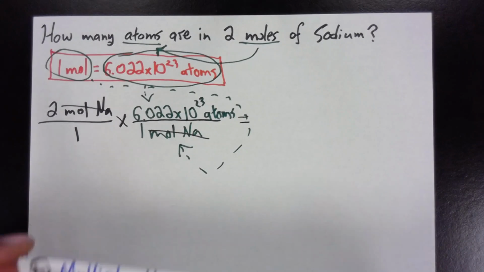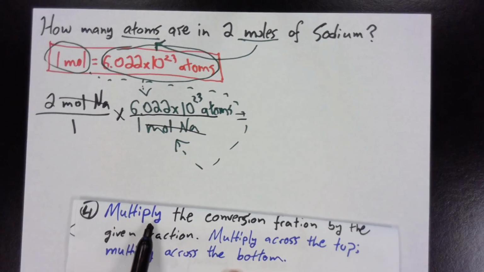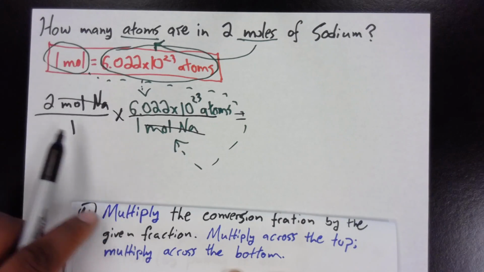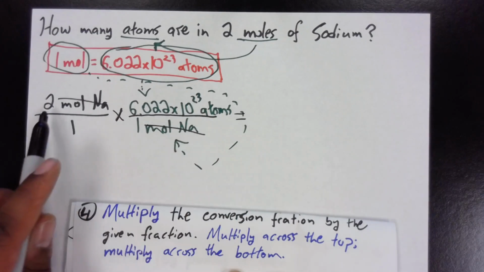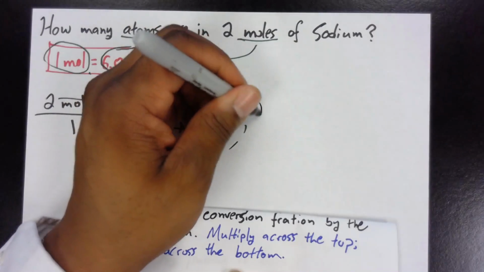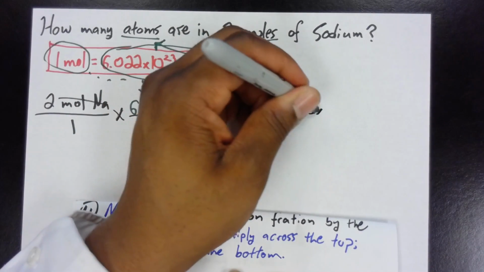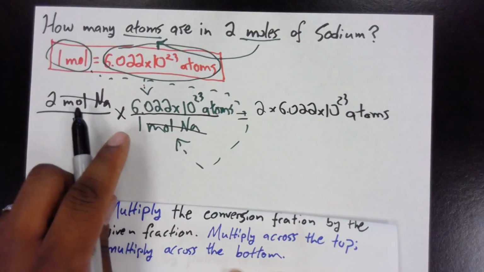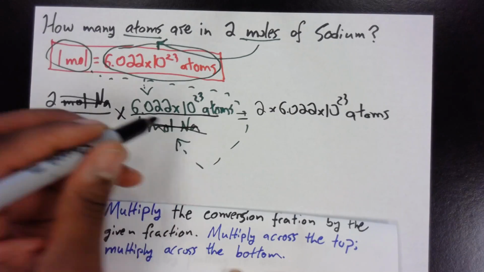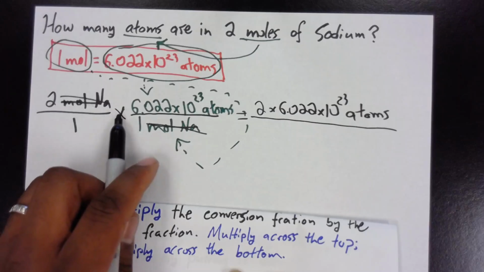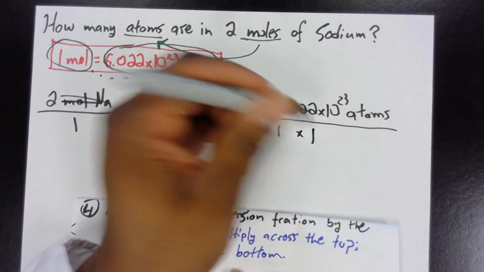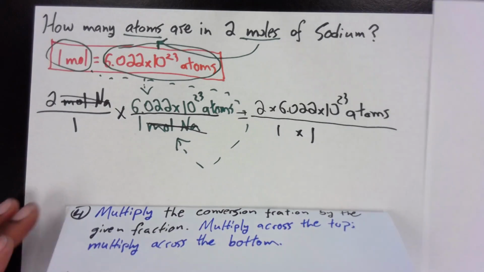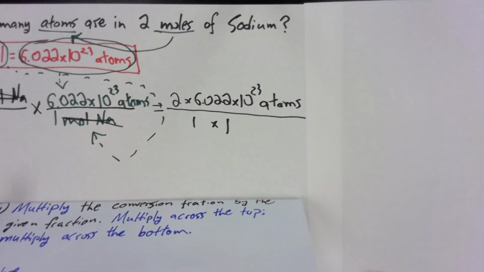Now the next step is to just do the math. We're going to multiply across the top and across the bottom. So we're multiplying this setup fraction by the conversion fraction. And so multiply across the top, 2 times 6.022 times 10 to the 23rd atoms. That's the unit that we're left with. The moles canceled out. It's no longer there. And then on the bottom, 1 times 1. And now we just finish it off.